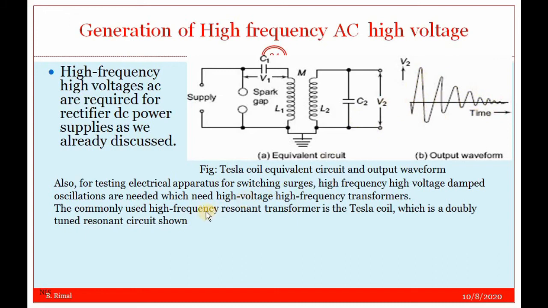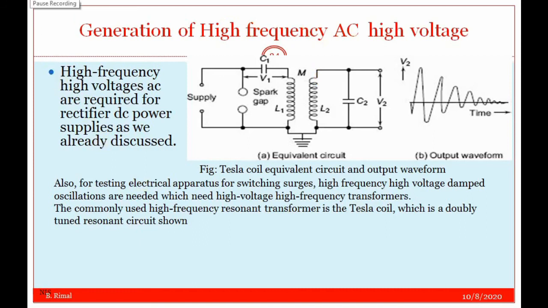For testing electrical apparatus for switching surge, high frequency high voltage damped oscillations are needed, which needs a high voltage high frequency transformer. The commonly used high frequency resonant transformer is a Tesla coil. It is a doubly tuned resonant circuit. That is as much as we cover for generation of high frequency AC voltage. This is not in our syllabus.